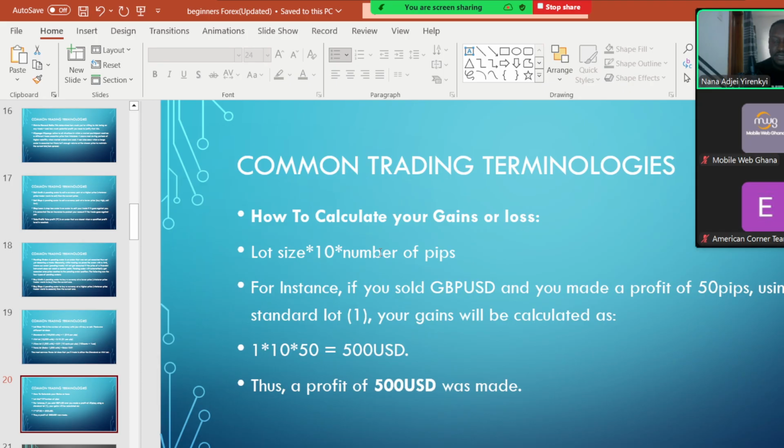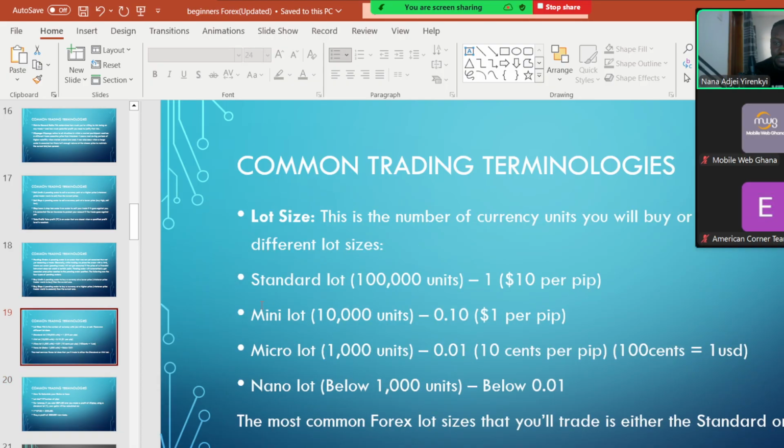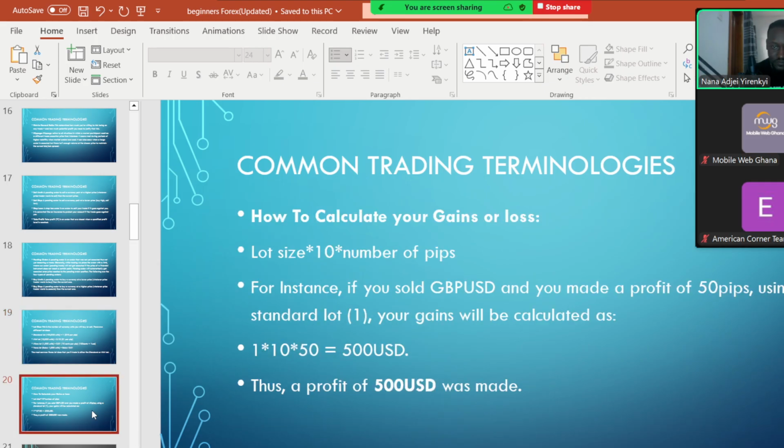Okay, and then the 10 is always constant, and the lot size we are going to be using will be based on your account size. So for instance, let's say you are selling GBP USD, and you made a profit of 50 pips, and then you used a standard lot, which means you entered one lot on that particular account. How much profit are you going to gain from this trade?